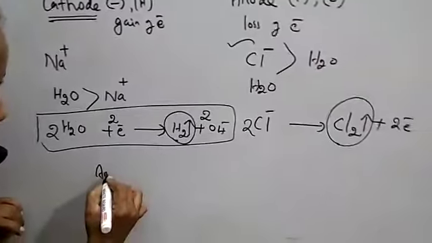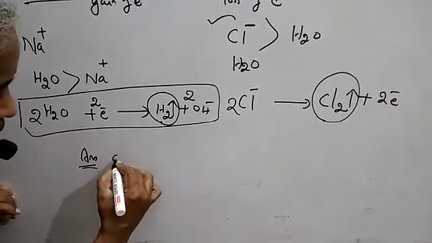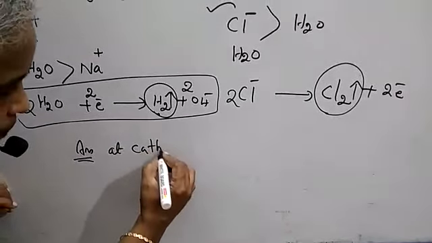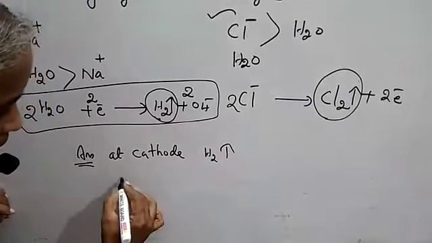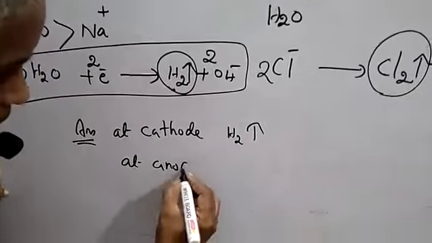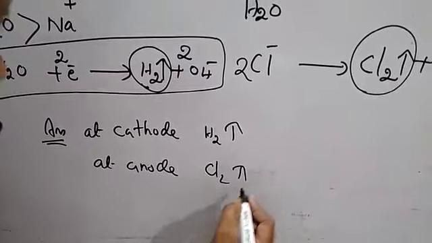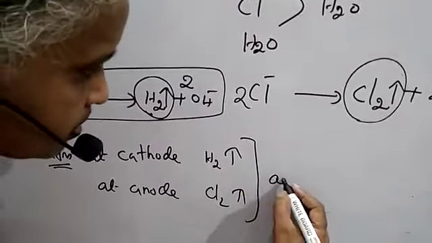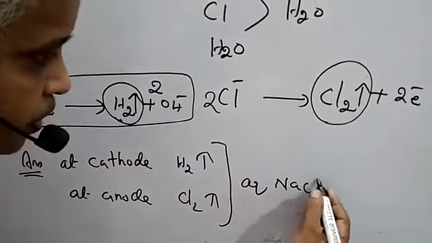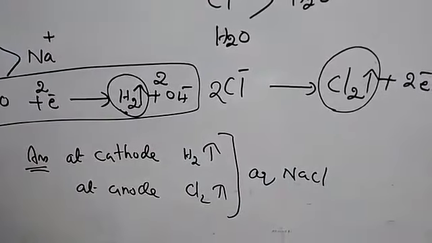So as an answer, at cathode hydrogen gas is evolved, and at anode chlorine gas is evolved when you are doing the electrolysis of aqueous sodium chloride. So this is the answer.